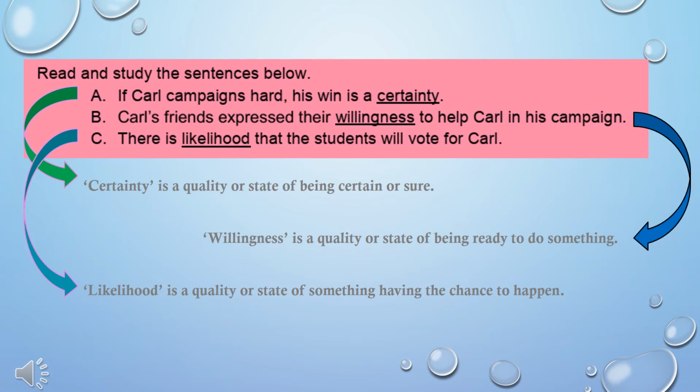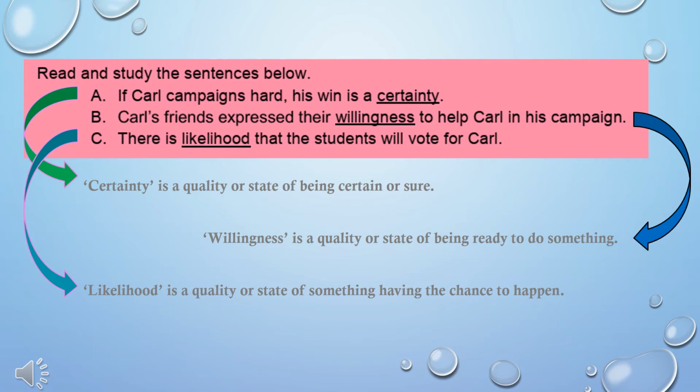If you notice, in the 3 sentences given, the words certainty, willingness, and likelihood are underlined. These are examples of modal nouns in addition to the examples earlier such as responsibility, possibility, ability, and capacity. Letter A. Certainty is the modal noun used, which means the quality or state of being certain or sure. So we can say that if Carl campaigns hard, his win is sure, or his win is certain.